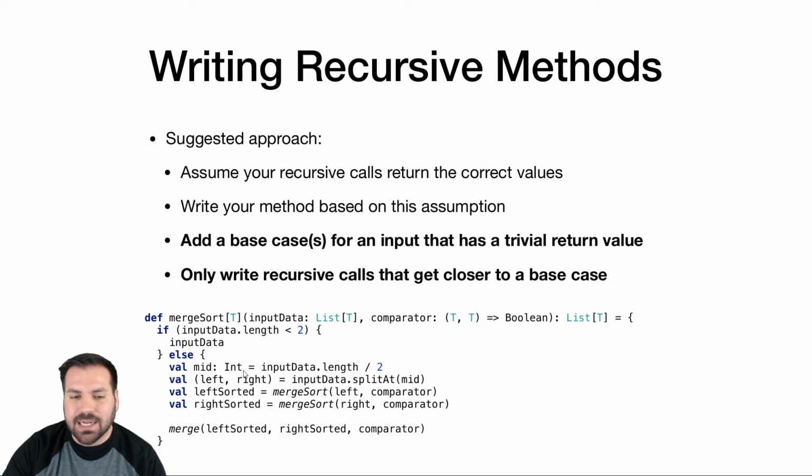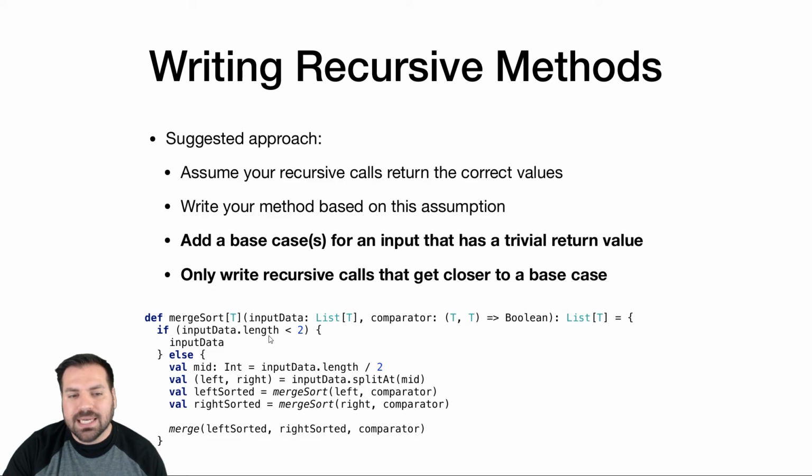And then writing the recursive calls, whenever you write a recursive call, how would we decide to split this list in half? How did we decide to even do that? Well, we're going to choose something that's going to satisfy this last bullet: make sure every recursive call you make gets closer to the base case.